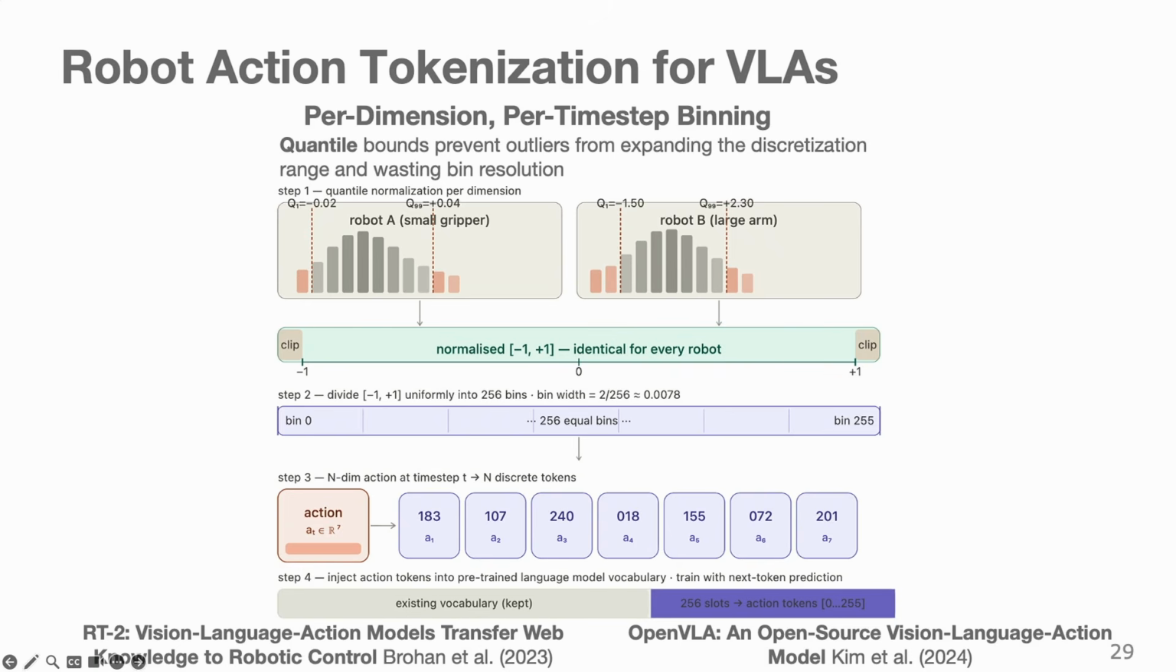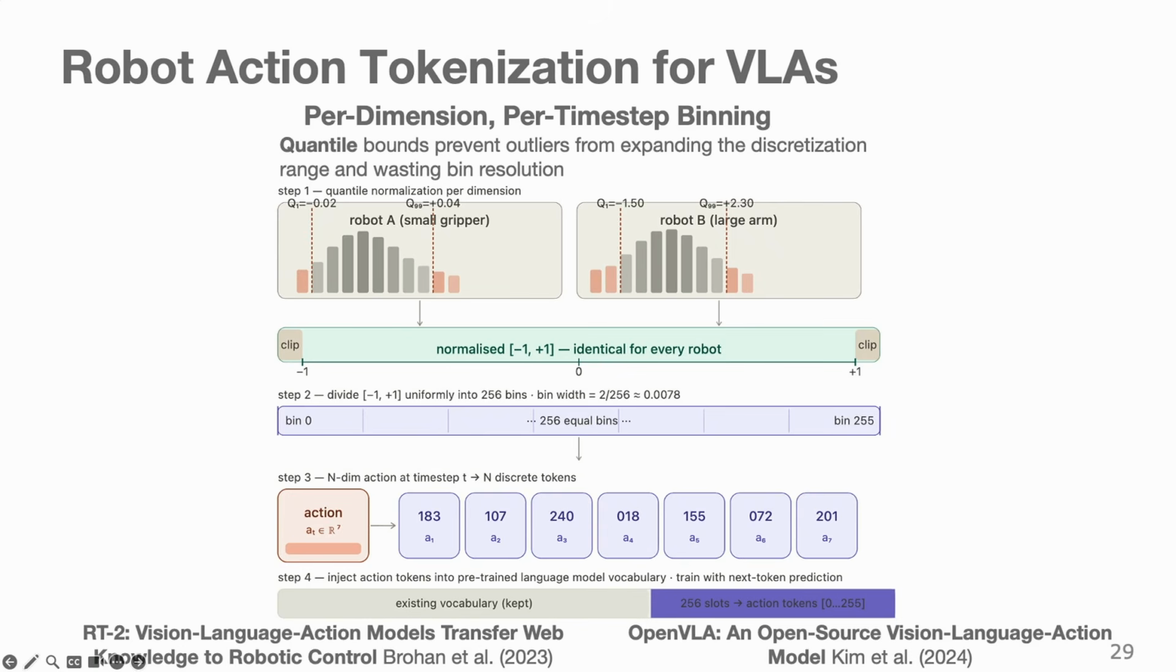So we discretize each action dimension: with the quantiles, we have normalized it into -1 and 1, and then we discretize it into 256 bins. And then we finally inject this into our LLM vocabulary, right? So now for each action dimension, we have these 256 bins.